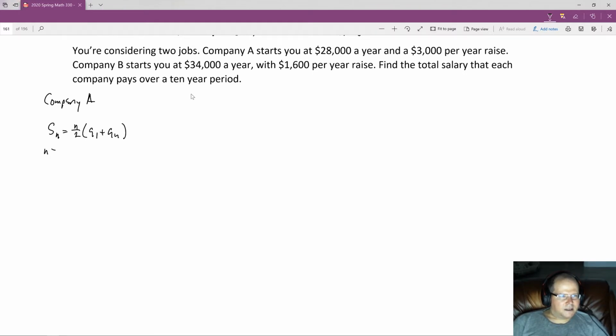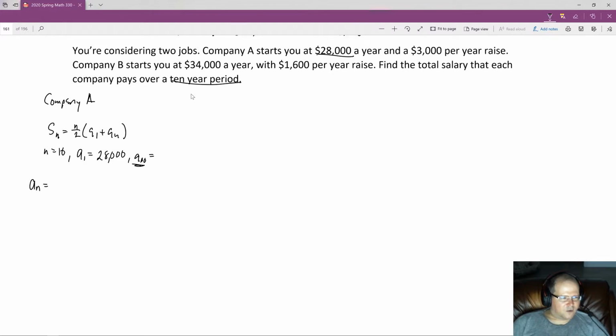And we know n is equal to 10 because they said specifically 10-year period. We have to find a1 for company A. They start off at 28,000. So it's 28,000. We also need a10. Which they don't give us. So we have to calculate this A10. So the way we do that is we plug it in.